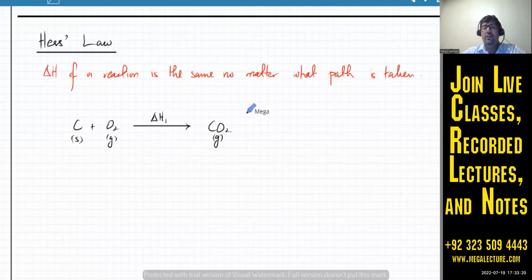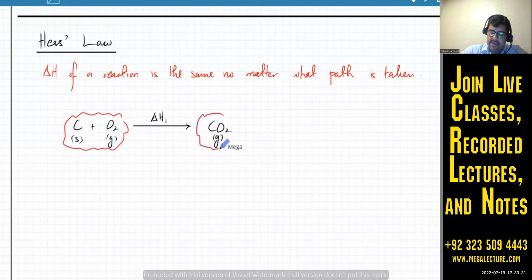Now I can follow another path. Basically, what I want to do is my starting point is this. These are my reactants. And I need to make my products. I need to get to the other side, right? So one of the methods is I can directly do this. Or what I can do is I can first burn carbon in a limited supply of oxygen. And that produces carbon monoxide. And there's half oxygen left.